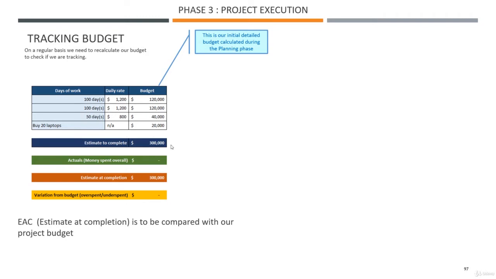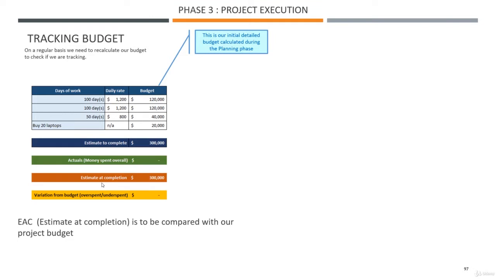I wanted to introduce you to a couple of terms. Estimate to complete is your estimate, at one point in time, of how much money you need to complete the project. The actuals, we just talked about those. That's the money spent overall until now. And the estimate at completion will be your estimate now, taking into account the actuals and the estimate to complete. That means how much you think you would have spent at the end of the project.